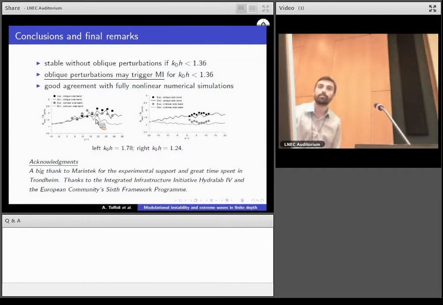Yes. I can imagine that going from a flume into the actual real world is quite a big step. But what's still needed to really forecast these kinds of phenomena?